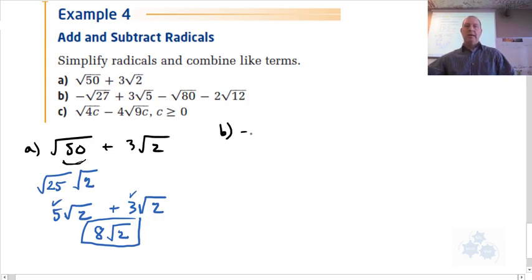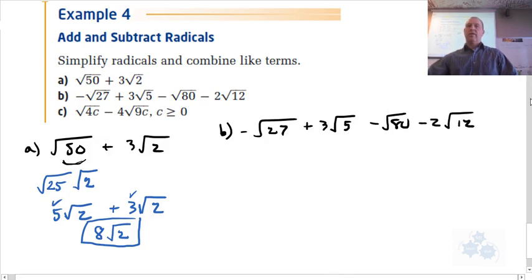B, I'll rewrite B here, and let's go over B because this is a good one. Root 27 minus 2 root 12, plus 3 root 5 minus root 80. If we were to simplify these or try to combine like terms, I need to know if any of these are like terms, because right now they don't look like it. But let's simplify to double check. If the negative is outside the root sign, that's totally fine. That doesn't cause a problem. It's only a negative number inside the root sign that is a problem.